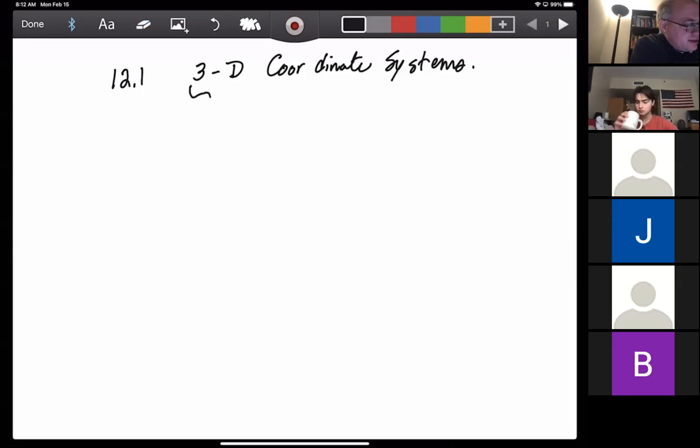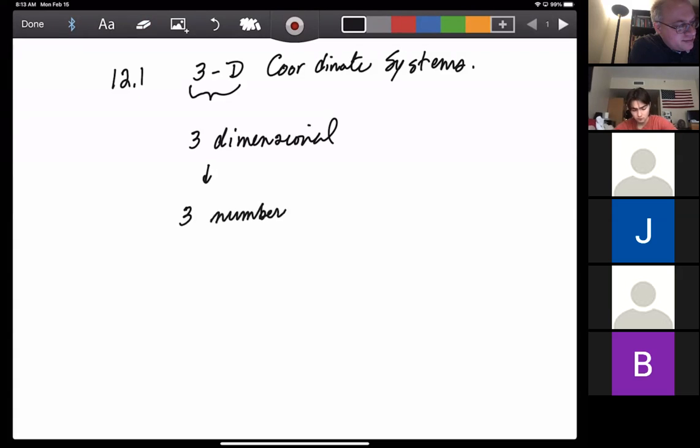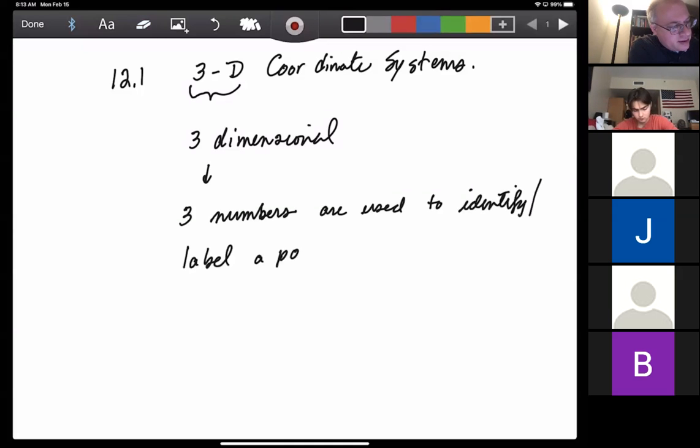So 3D refers to three-dimensional. And what that means is that three numbers are used to identify or label a point in space, or 3D space if we want to be specific.